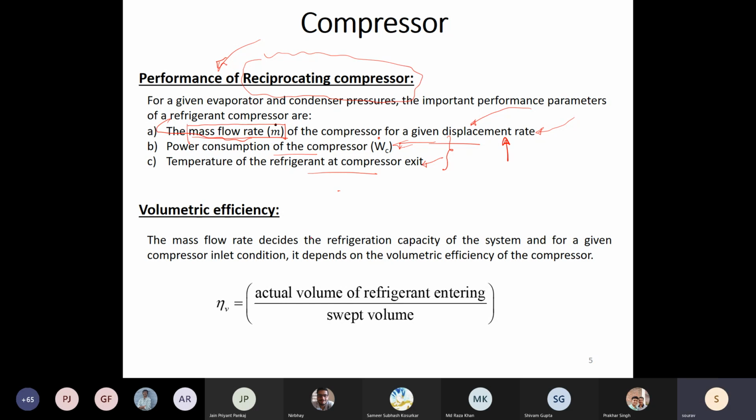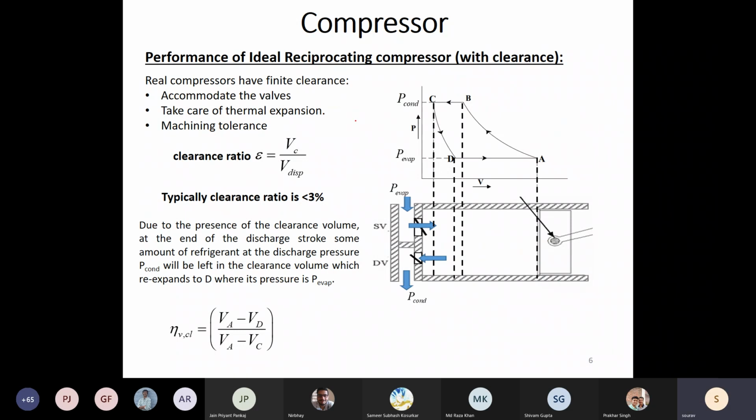So over here, volumetric efficiency is defined, as your friend said, as the actual refrigerant which is entering divided by the theoretical that will enter. Okay, so let's look at the entire compression process in an ideal reciprocating compressor. It is very similar to what you have discussed already in the IC engine. Okay, so let's say you start off at this position.